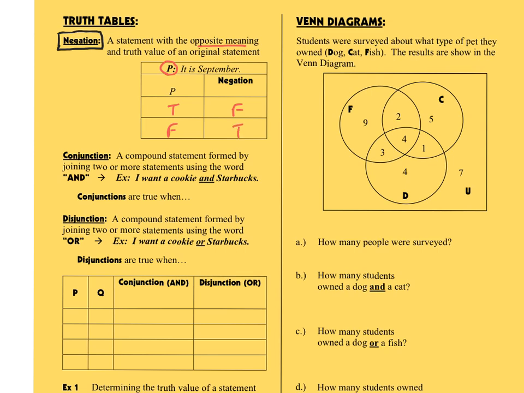We're also going to learn how to write these symbolically. So instead of just being able to say, if it's true, it's false, if it's false, it's true, we want to know what this would look like symbolically. So the negation symbol is that little tilde that we use for our congruence, and then we would say P. So that's what it would look like symbolically to say the negation of statement P.